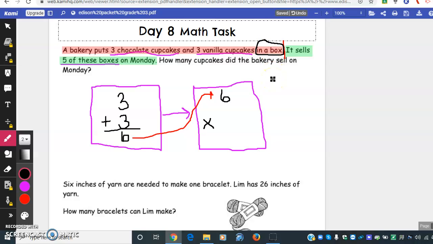Then I know that I'm going to have to multiply 6 cupcakes in each box, and there are 5 boxes. So it starts with a some more. They're just putting 3 cupcakes in a box and then 3 more cupcakes in a box. But then they're selling 5 boxes, and each box has 6 in it. So it turns into a multiplication problem, which leads us to 6 times 5 as our answer. So go ahead and finish solving that one.